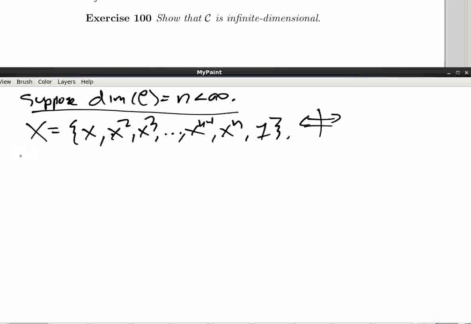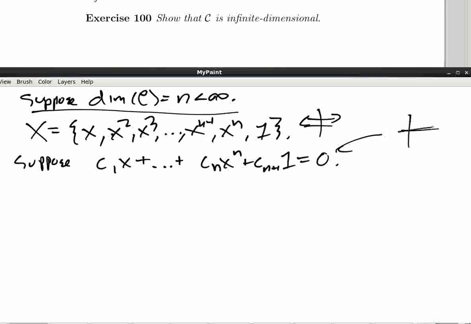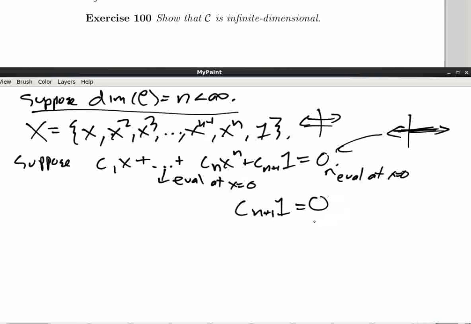And the way I do that is I suppose c1 x plus c2 x squared plus up to cn x^n plus cn plus 1 times 1 equals 0. This is 0 as a function, by the way. This is not the 0 number. This is a 0 function whose graph is that. What I can do is evaluate at x equals 0. Notice that all these disappear, and I'm just left with cn plus 1 times 1 is equal to, plug x into the 0 function, you get 0. So I get that cn plus 1 equals 0.